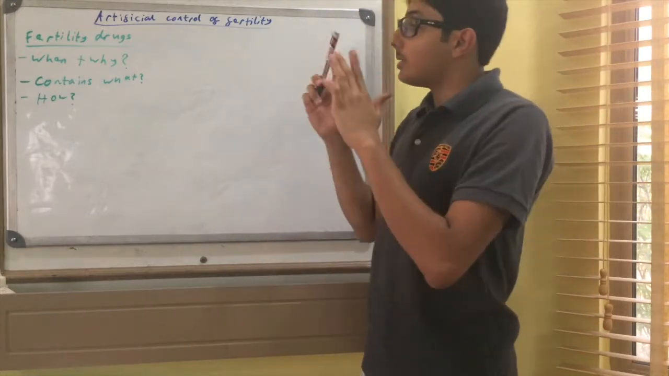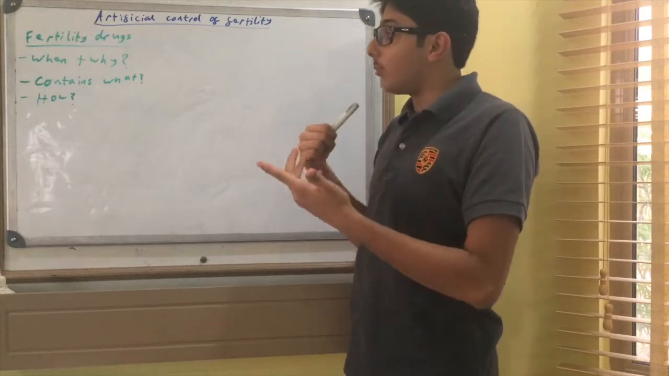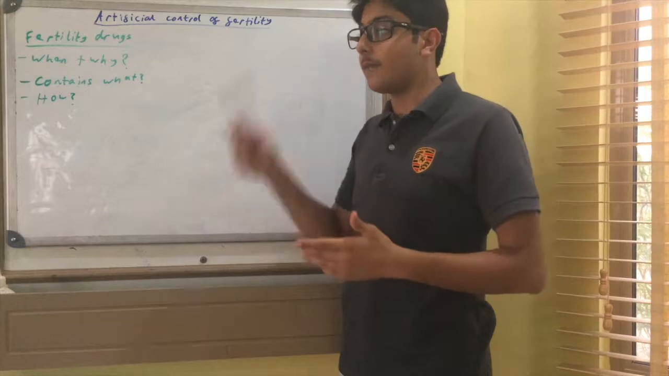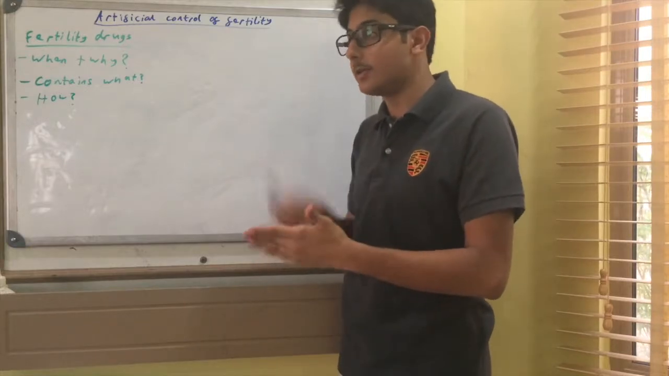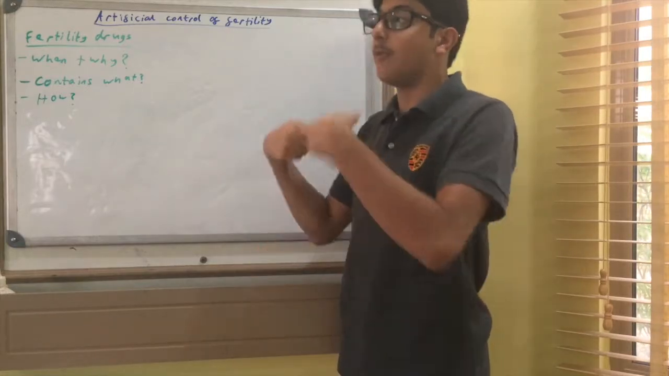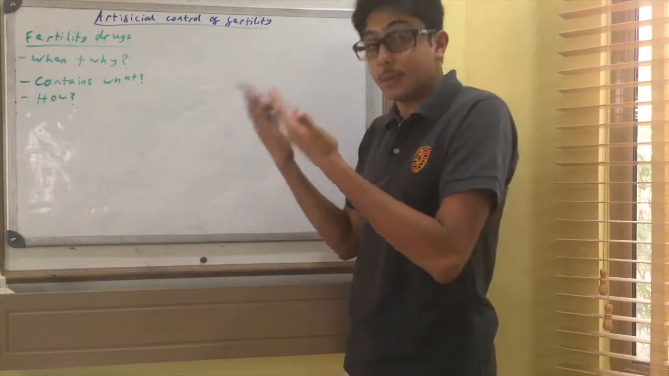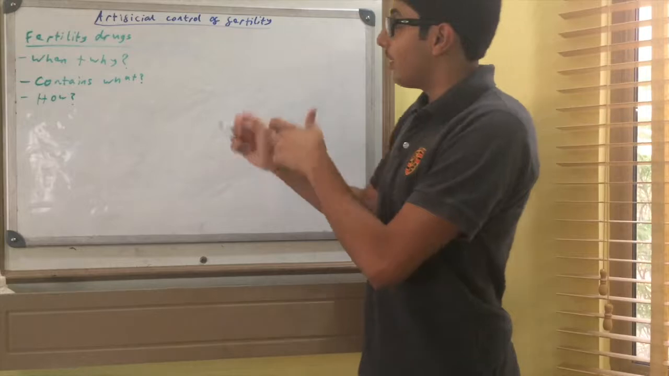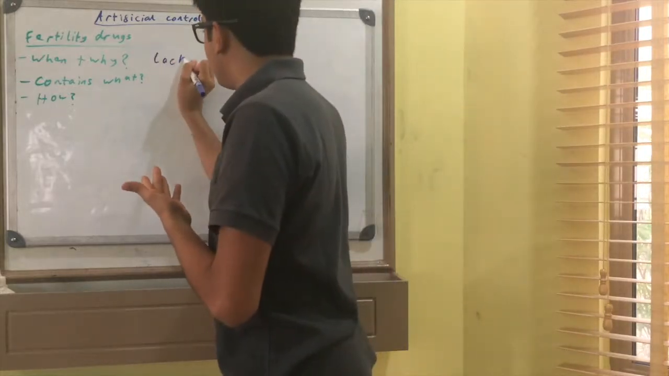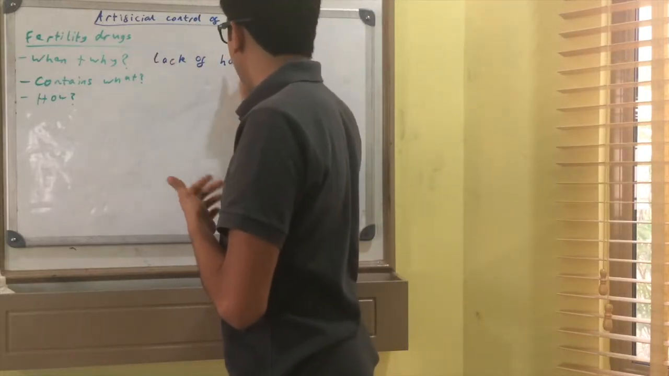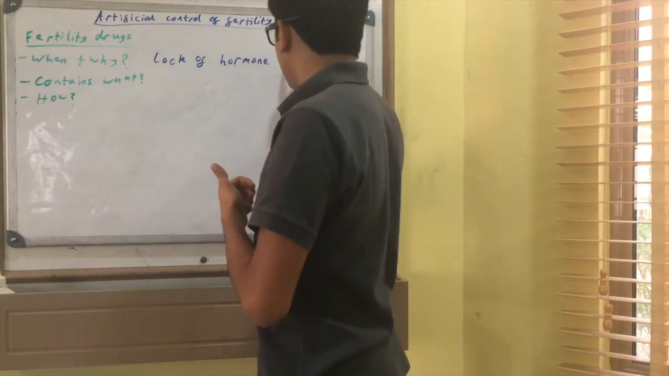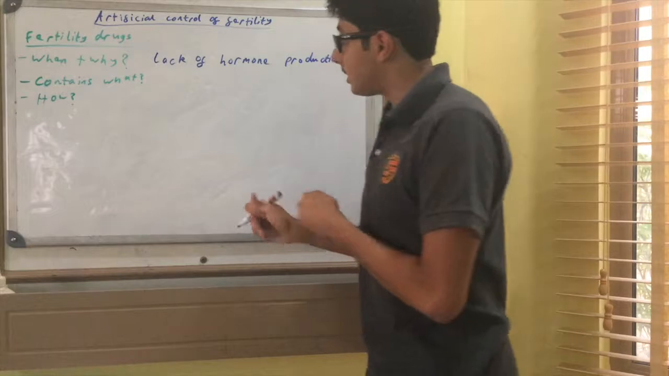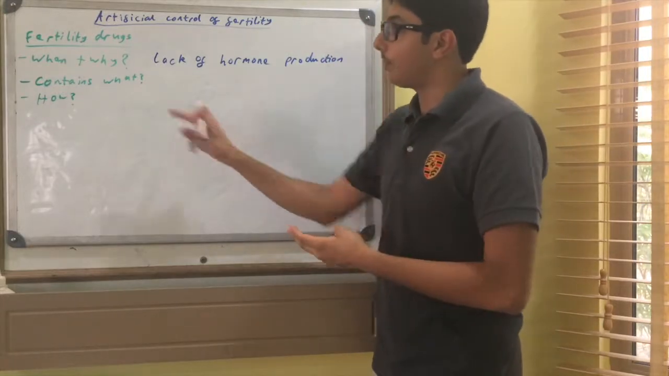Because, say there's something wrong with the production of your hormones. You don't produce enough hormones, you don't produce enough FSH or LH, the specific hormones needed for the eggs to be released, for ovulation to take place, so you can get pregnant, to have babies and have a nice family. So, when there is a lack of production of the hormones that allow fertility.